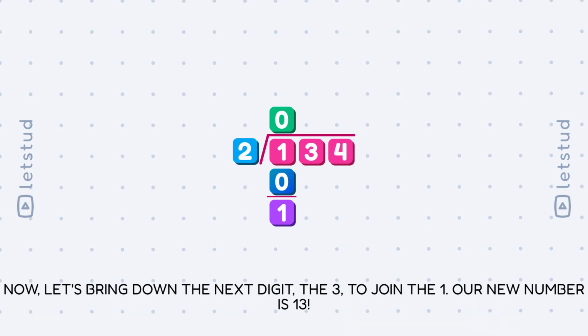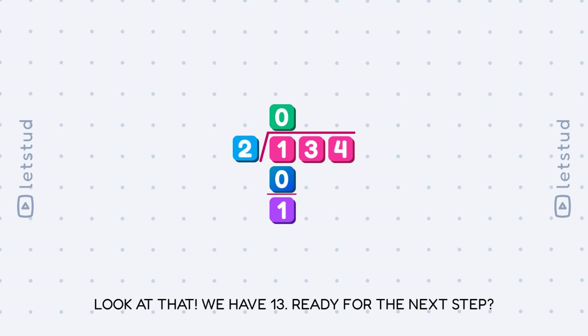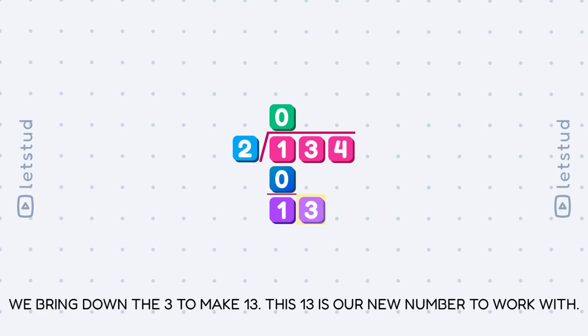Now let's bring down the next digit, the 3, to join the 1. Our new number is 13. Look at that, we have 13, ready for the next steps. We bring down the 3 to make 13. This 13 is our new number to work with.